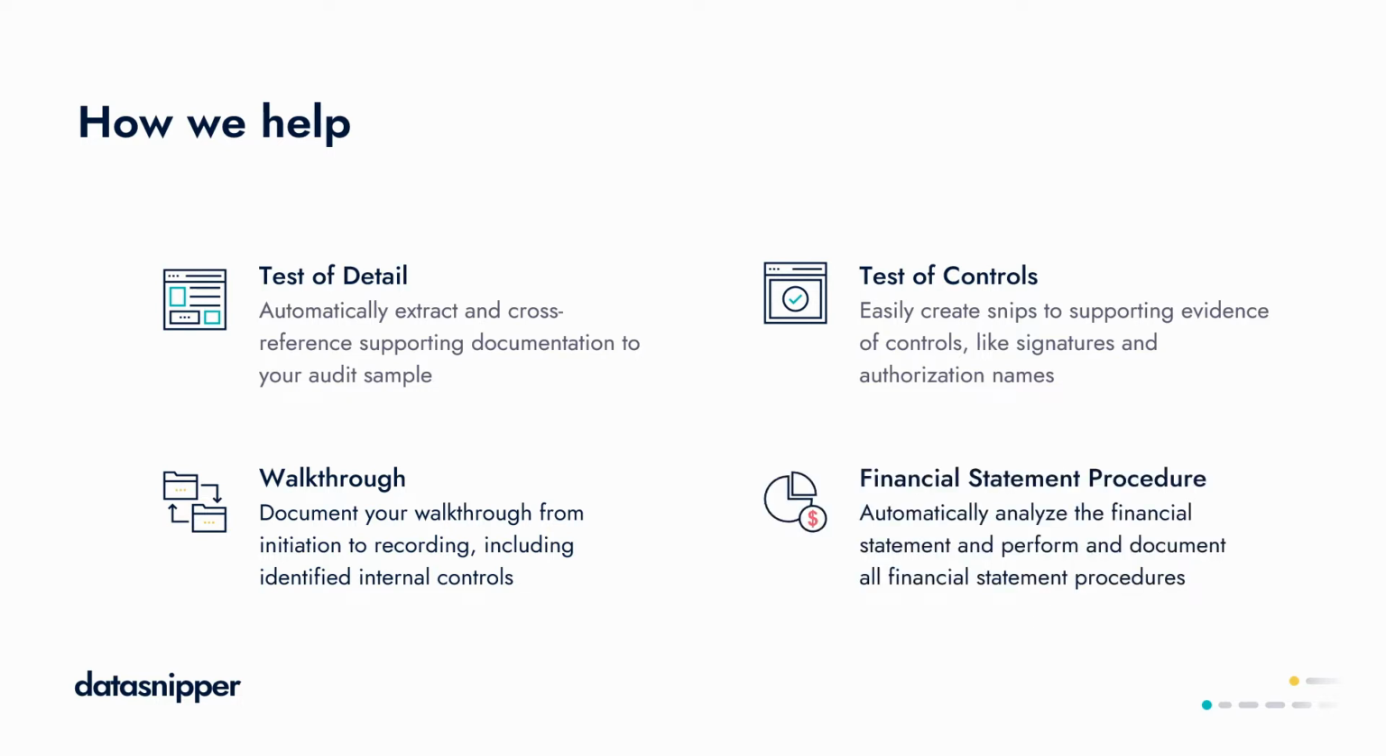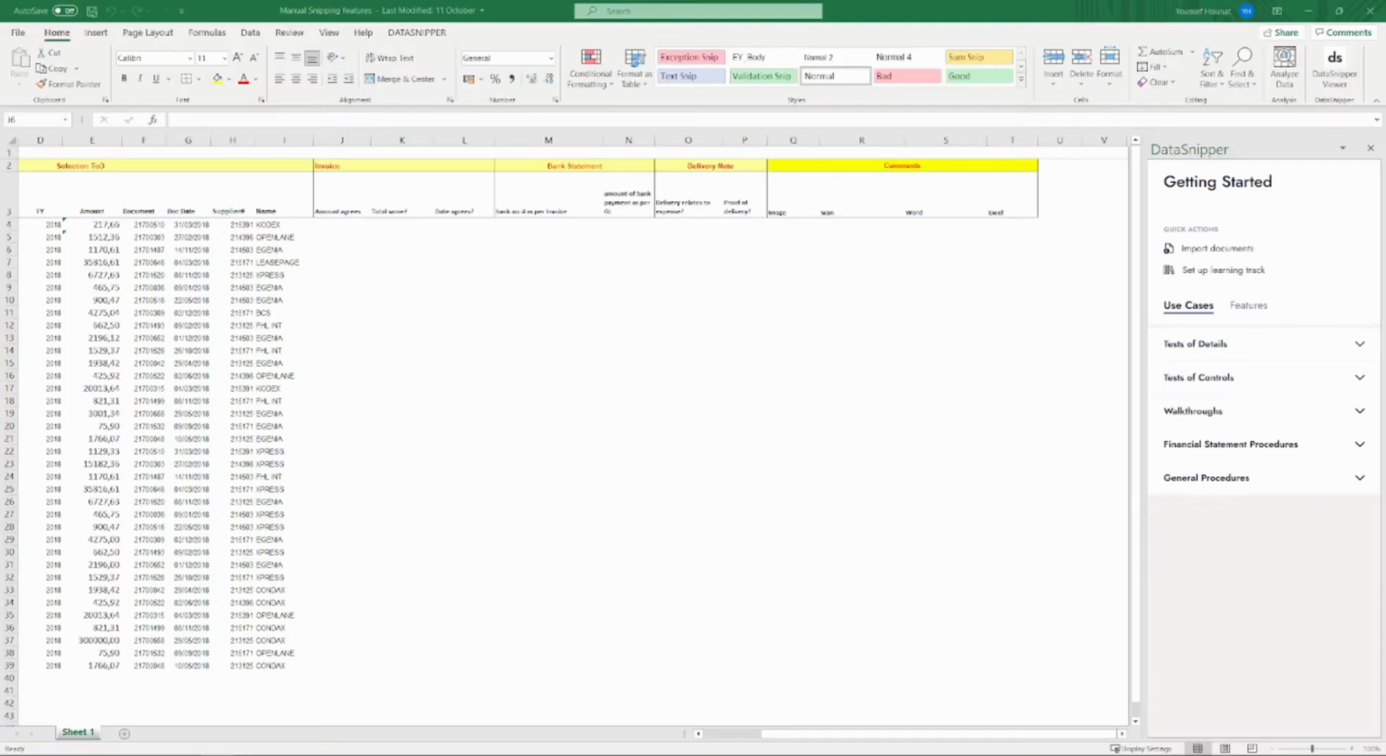And finally, we also want to help you tie through financial statements by, for instance, checking mathematical accuracy and also internal consistency. Now let's open up Excel and show you some worked examples.